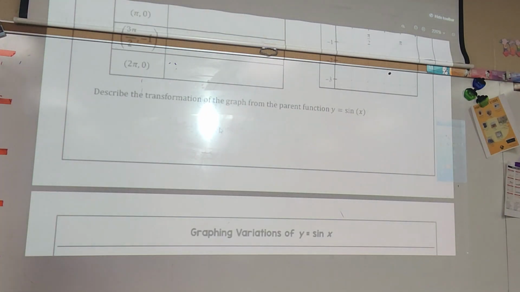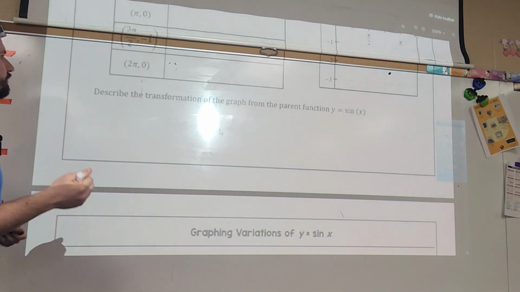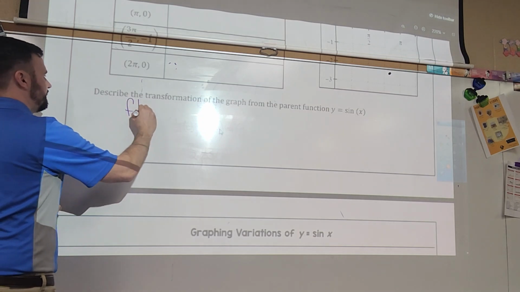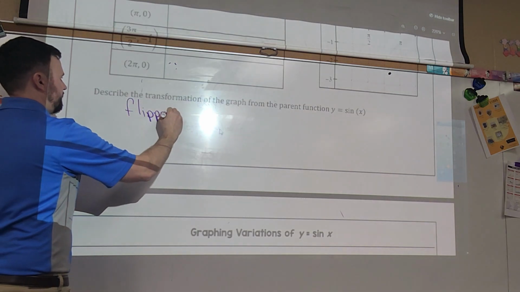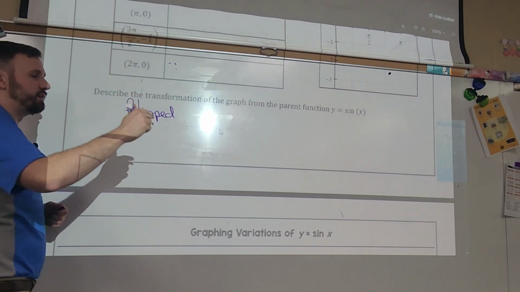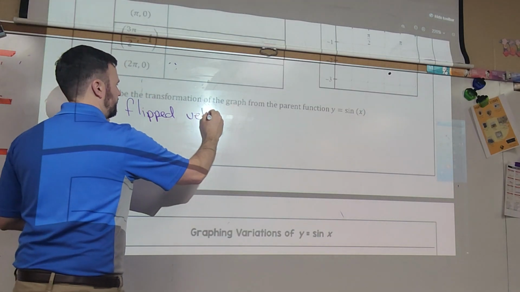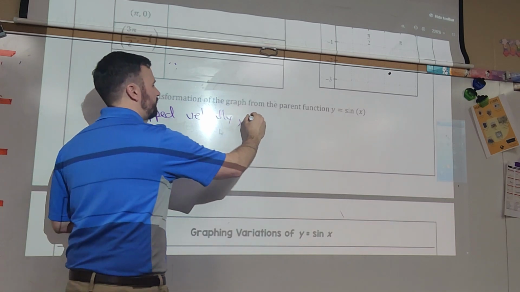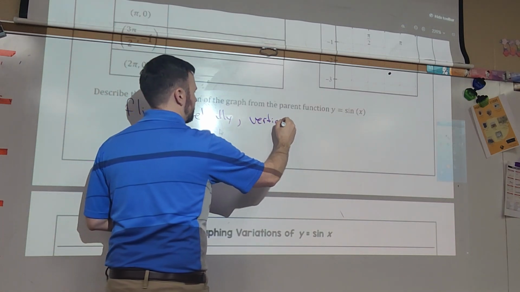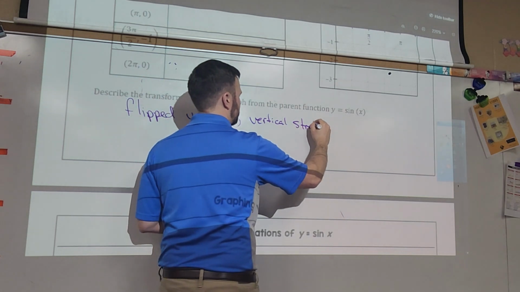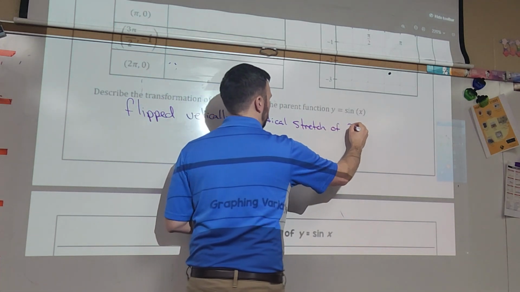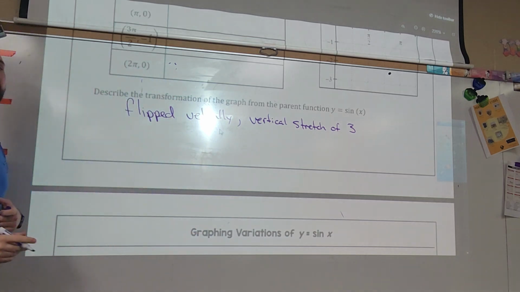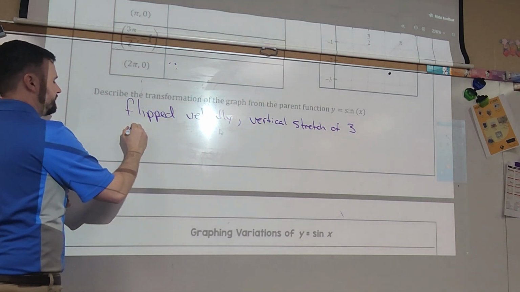We're going to do it the same. Describe the transformation. We didn't do that. What do we do? Flipped. Which way? Horizontally or vertically? Vertically. Stretch of what? Stretch of 3, right? And then horizontal. Do we stretch or compress it? Compressed it because it's always opposite.